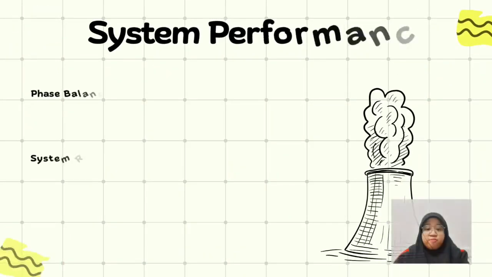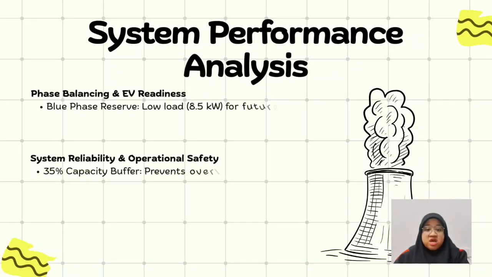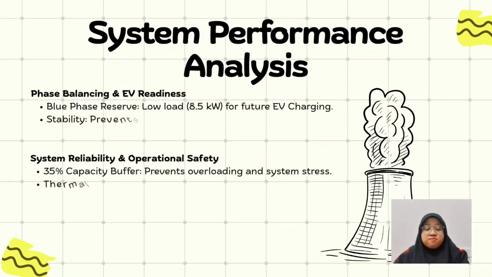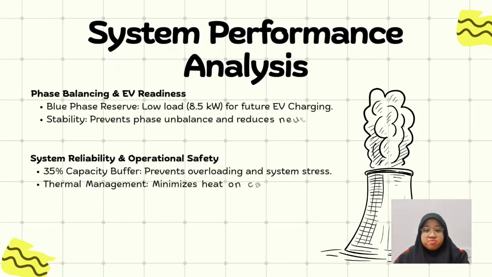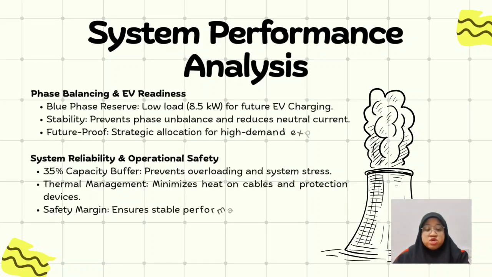For the system performance analysis, first is phase balancing and EV readiness. Beyond this figure, we intentionally keep the blue phase load lower to dedicate capacity for future EV chargers. This ensures the phases remain balanced, preventing high neutral current and energy inefficiency.